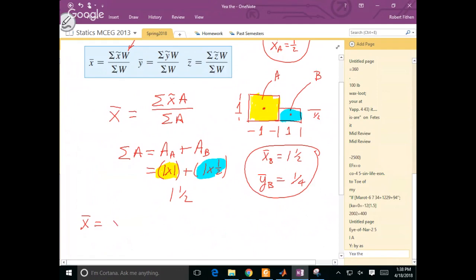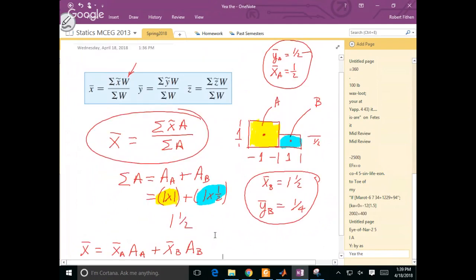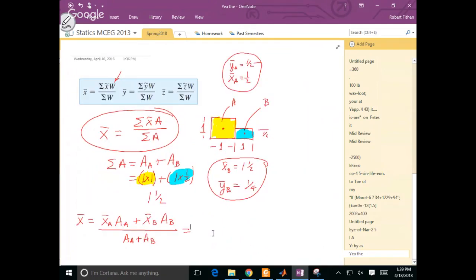Well, x bar of A times the area of A plus x bar of B times the area of B, all divided by the sum of the areas, area A plus area B, because all I'm doing is following this. Turns out all I do is borrow my values from here and here.